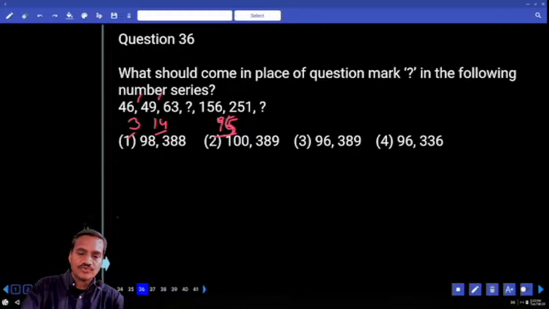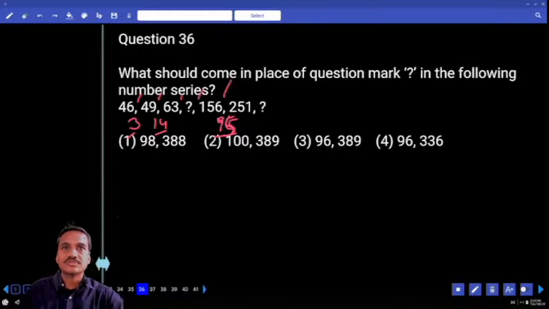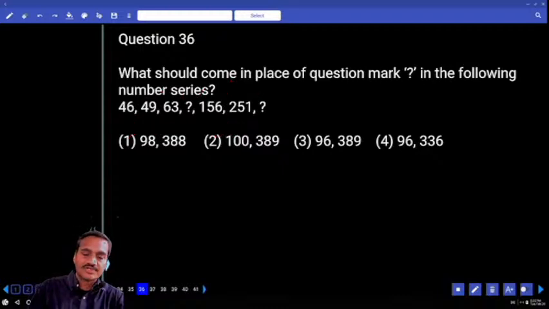Then 2, 4, 6, 8, 10 are the numbers in the pattern. Then the next one must be 12. Tell me, 46. And 46 plus how much? Plus 3. Now this 3 can be written as 2 squared minus 1. That is 49.